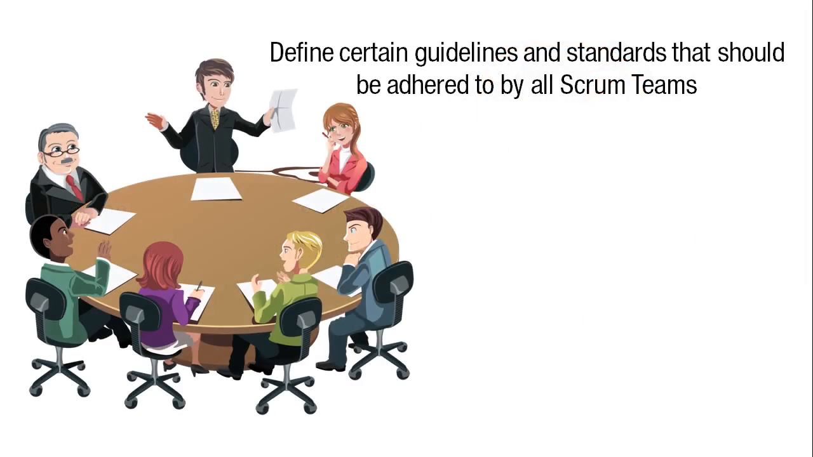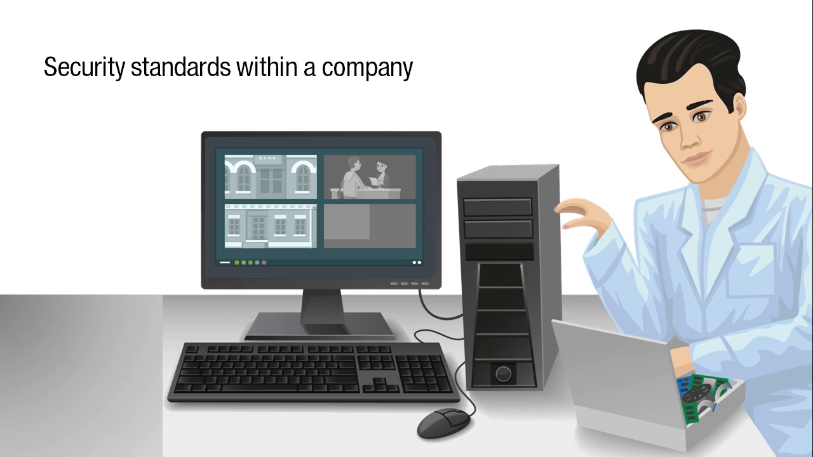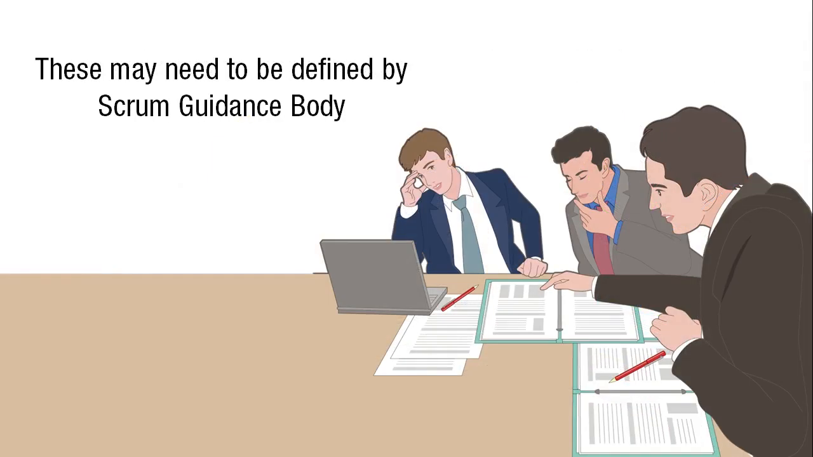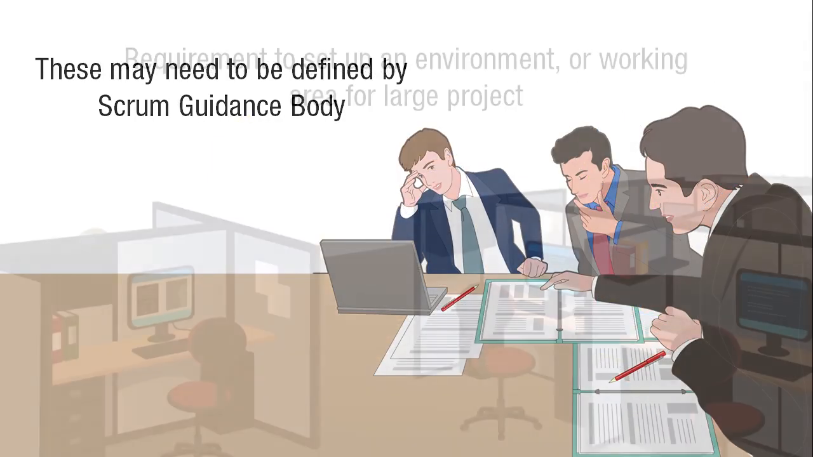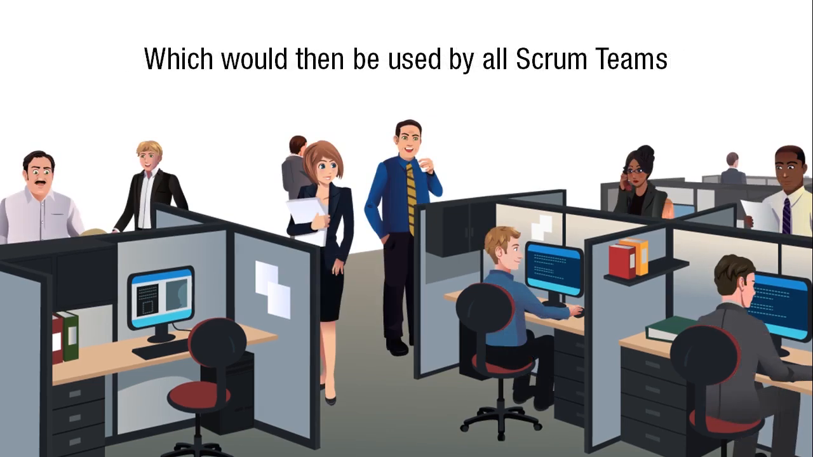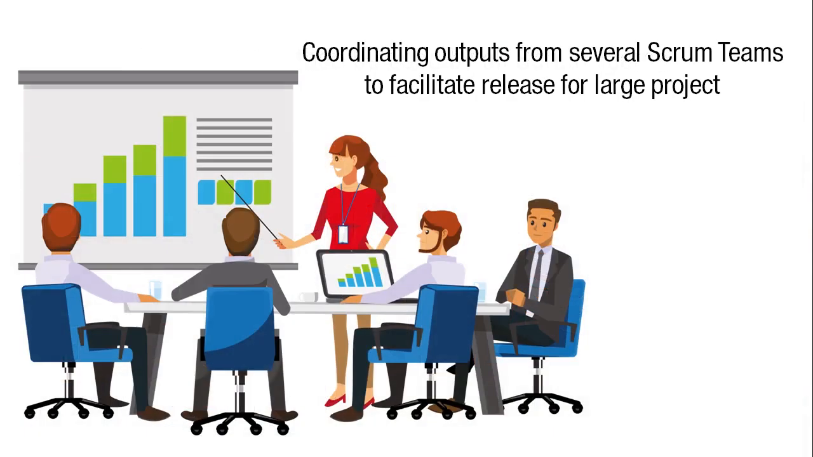Necessity to define certain guidelines and standards that should be adhered to by all Scrum teams, for example, security standards within a company or legal and governmental guidelines for specific industries. These may need to be defined by the Scrum guidance body. Requirement to set up an environment or working area for the large project, which would then be used by all Scrum teams. Need for coordinating the outputs from several Scrum teams to facilitate release for a large project.